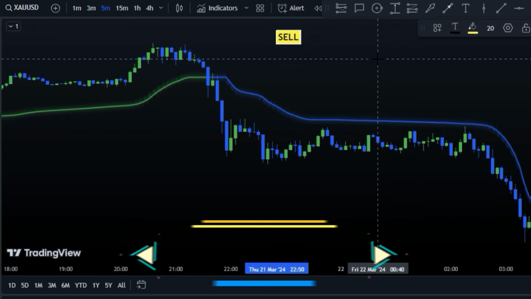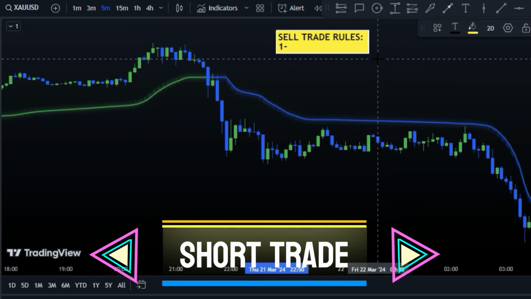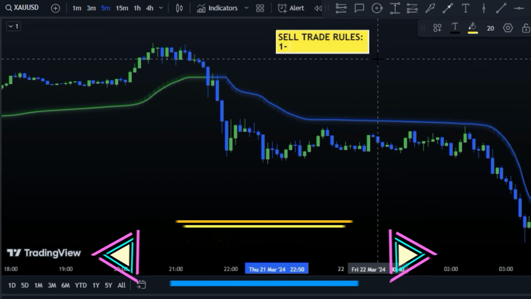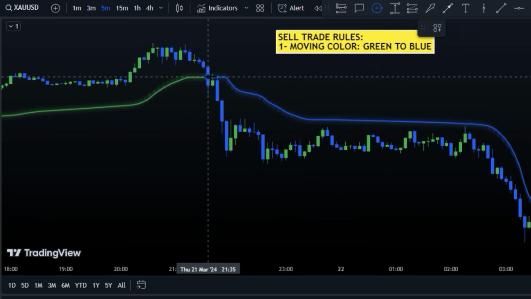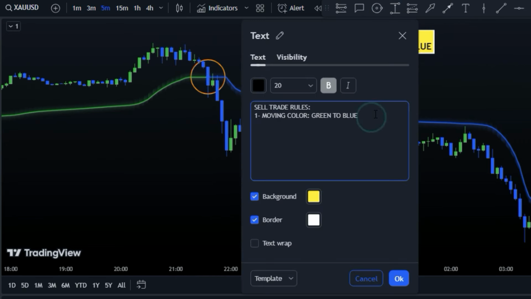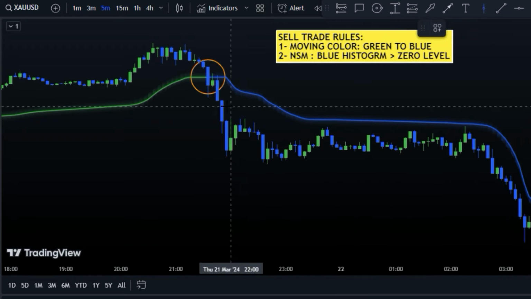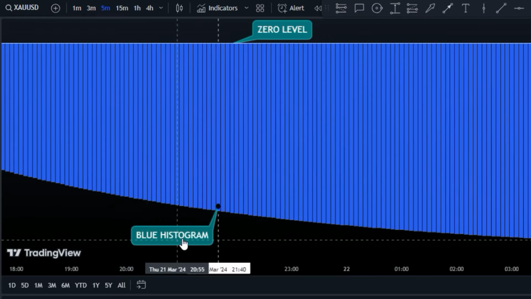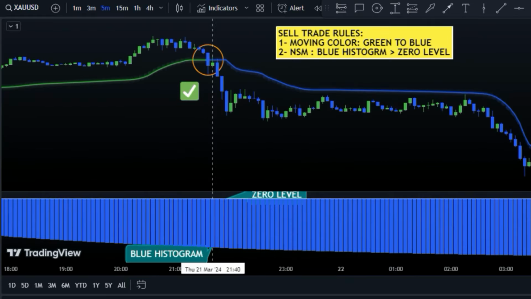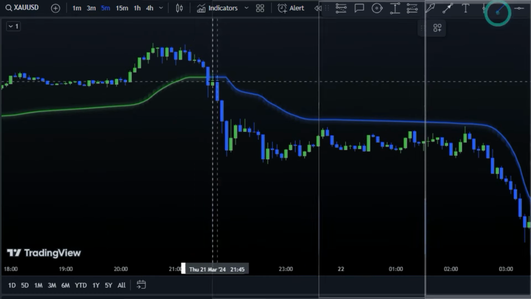We'll start with the short trade. When you're planning a short trade, there are two steps to follow. First, watch for the Moving Average Trend Sniper line to turn blue. That's a key signal for this strategy. Next, confirm that the market is in a downtrend. To do this, make sure the Normalized Smoothed MACD is in the negative zone and colored blue. Once everything lines up, it's time to sell.